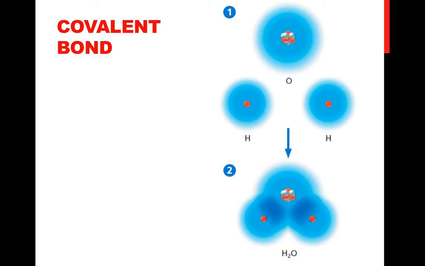So covalent bonds, they share electrons. So here's a water molecule down here at the bottom. We've got two hydrogens and their electron clouds and one oxygen. When they share electrons, their electron clouds literally overlap, so they literally can share electrons.